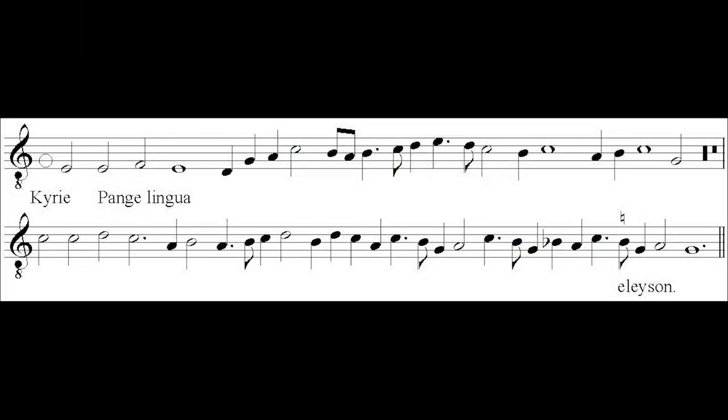Here is what this looks like transferred to modern notation. The word Kyrie is not placed under notes. Pange lingua seems only to be a reference, not something to be sung. And eleison is not divided into syllables under notes. The performer is left to determine how the text should be sung according to standard guidelines of the time.